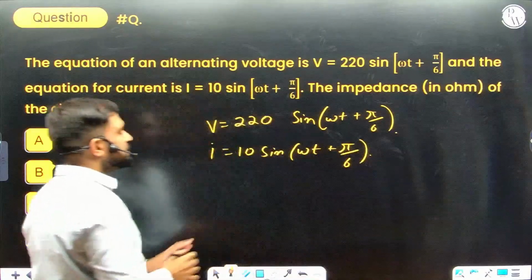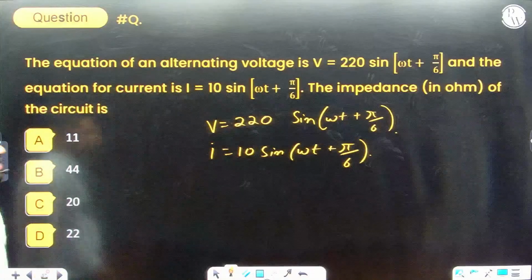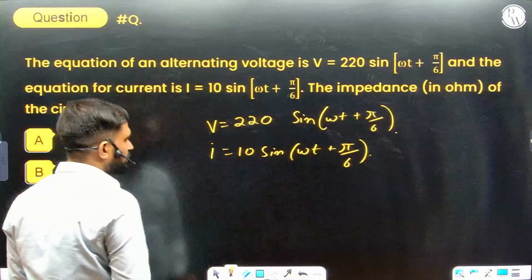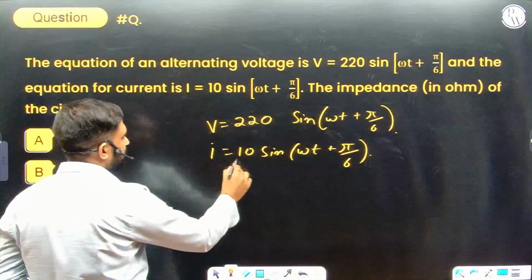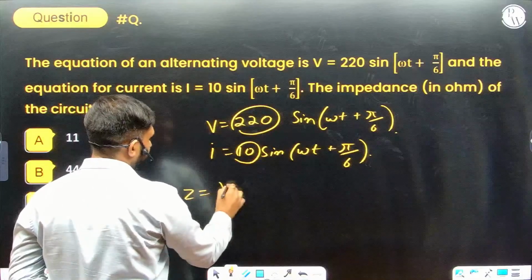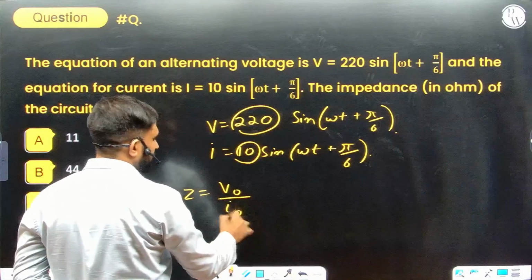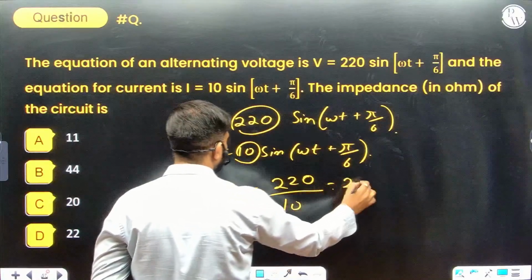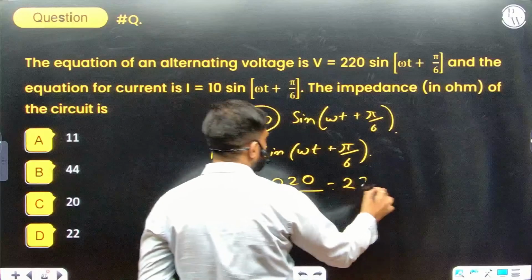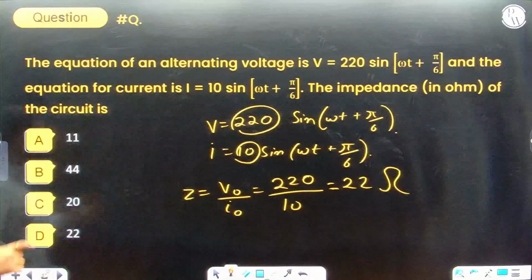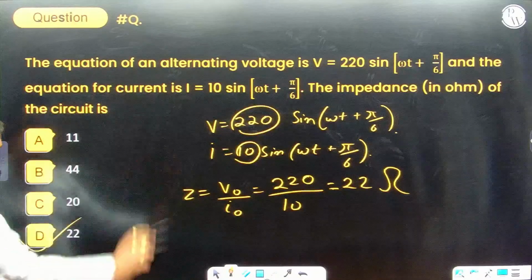The impedance of the circuit is. For the impedance, I need not worry about this omega t and everything else. To get the impedance, I just need to check the peak values. So Z will be the peak value of voltage divided by the peak value of current. So 220 by 10, which is nothing but 22 ohms. And the unit of impedance or the reactance, everything comes out to be in ohms.